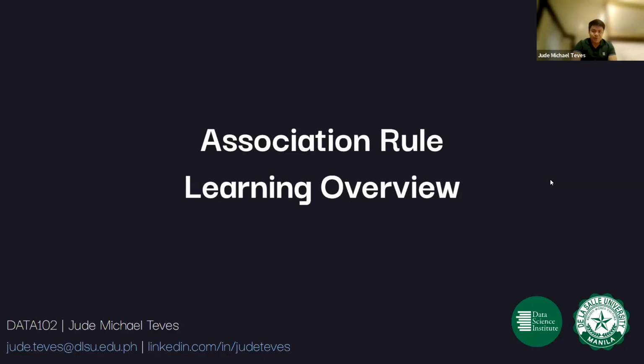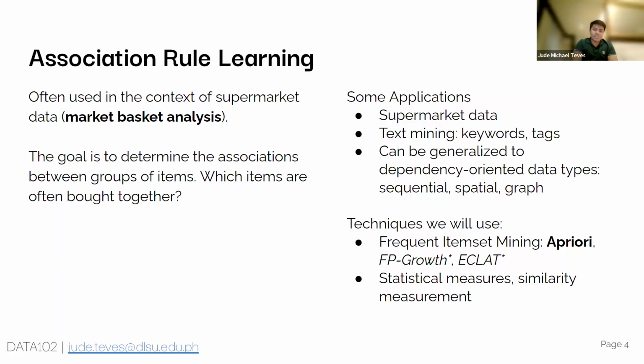Okay, so overview. What is association rule learning really? It is often used in the context of supermarket data or market basket analysis, similar to the story that I have shared earlier. The goal is to determine the associations between groups of items, and it answers the following question: which items are often bought together?